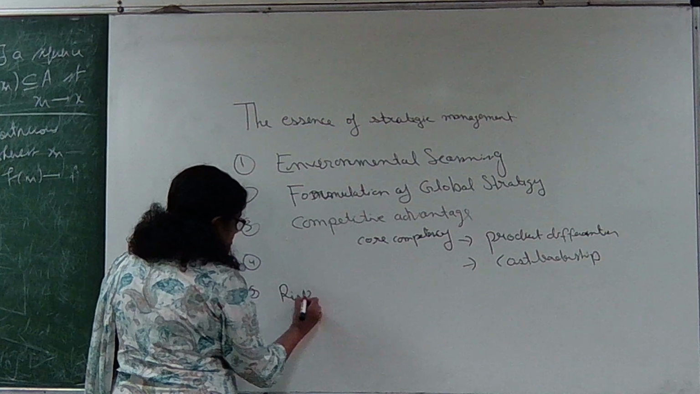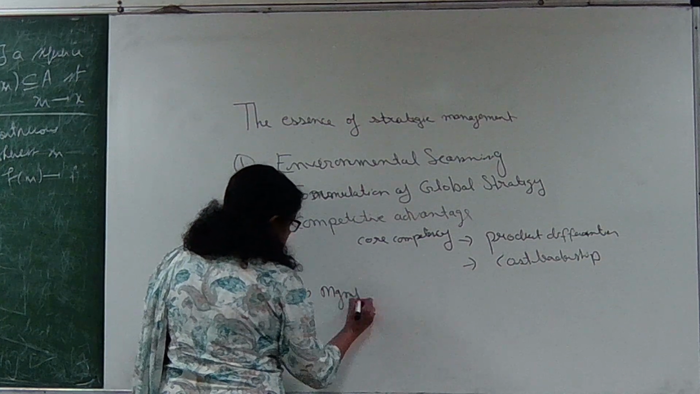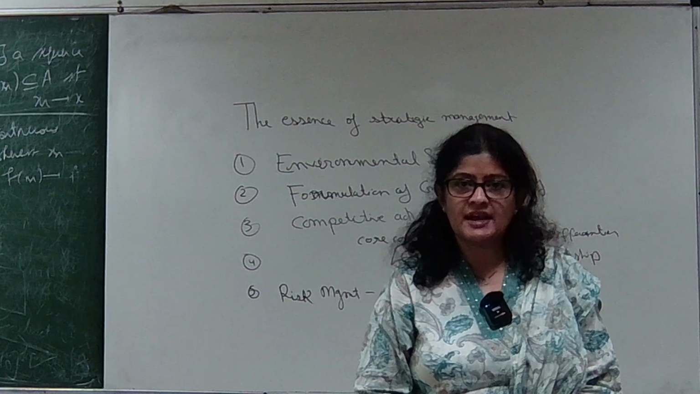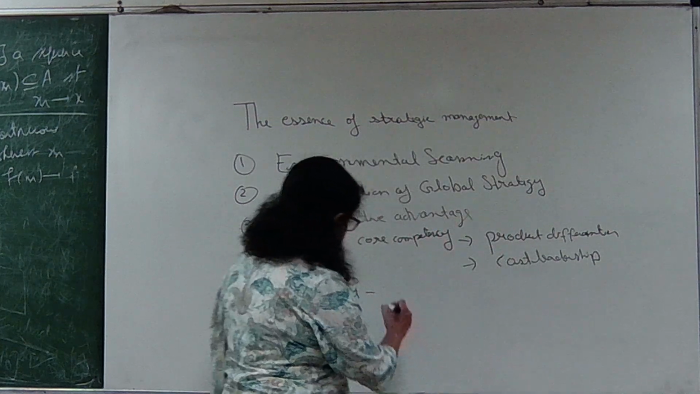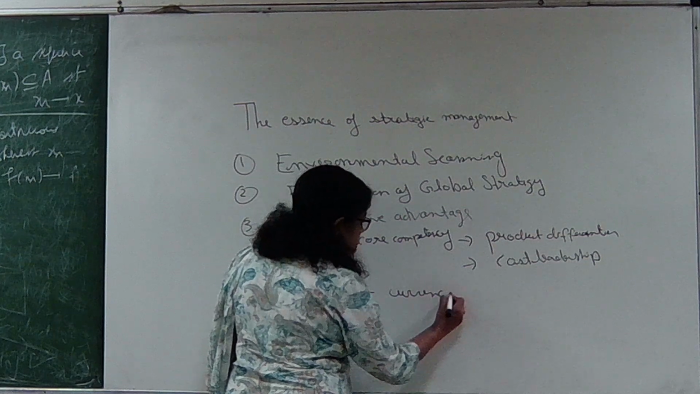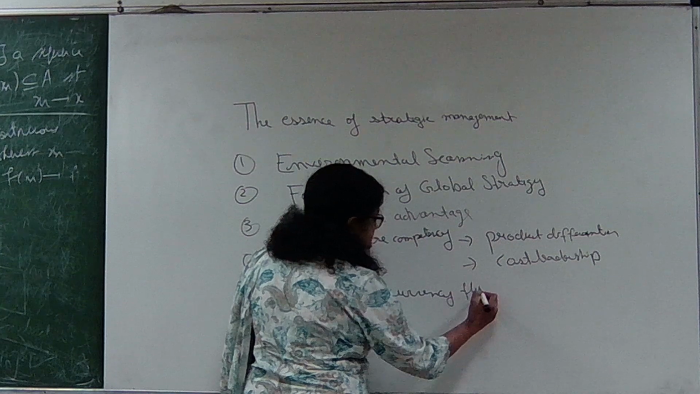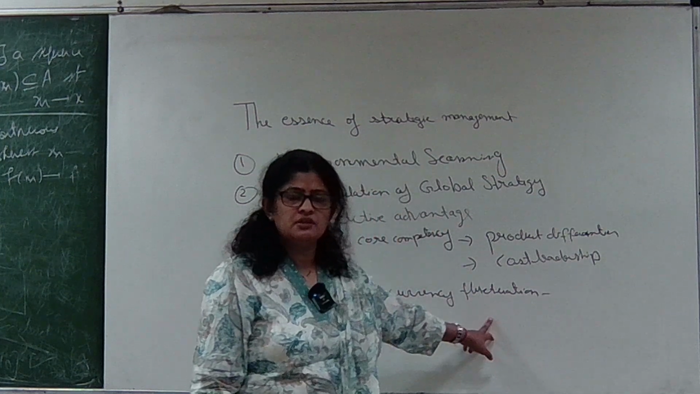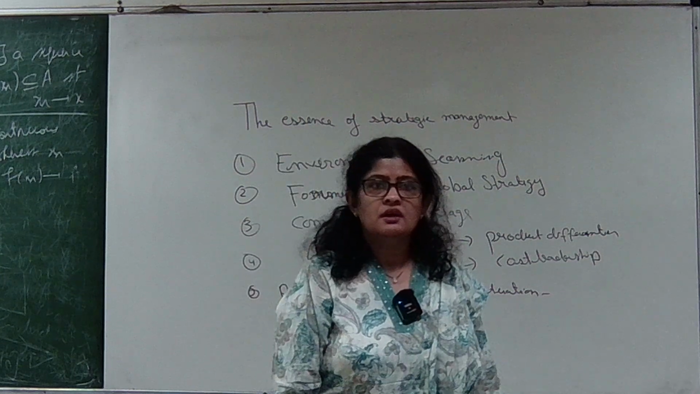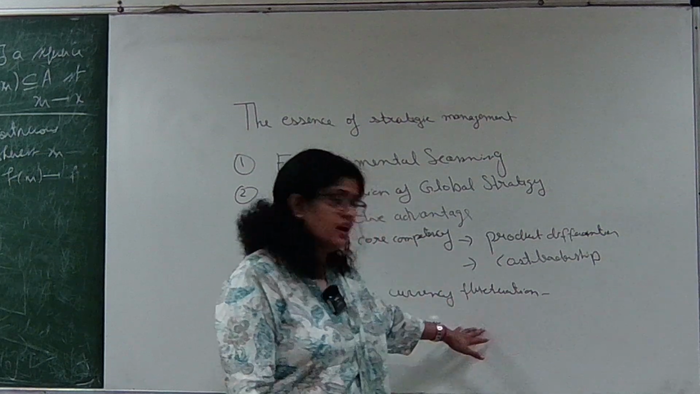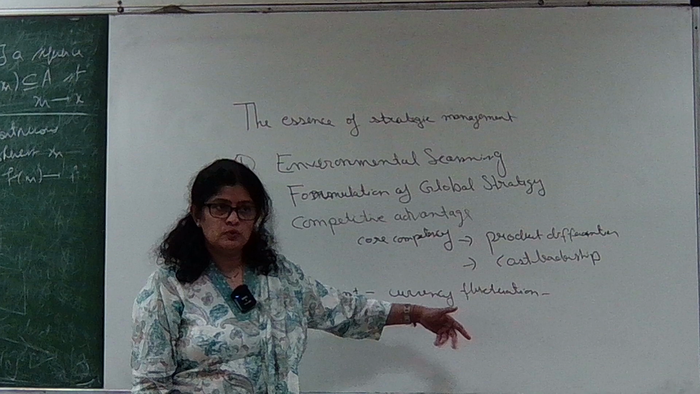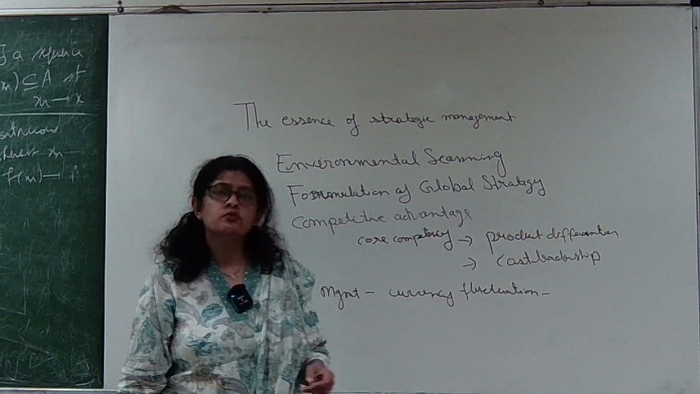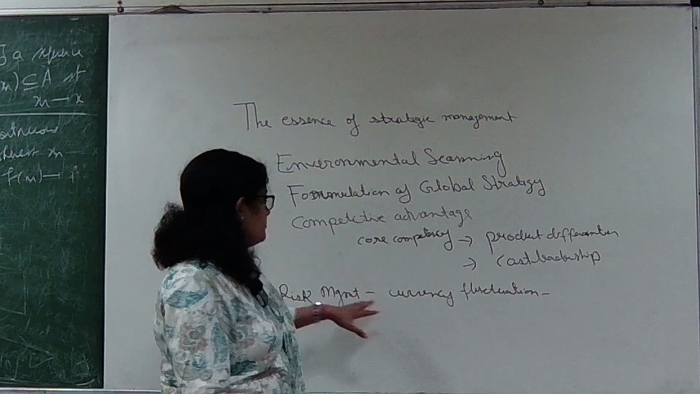Fifth point is risk management. What is the most vulnerable risk in the context of international business? It is currency fluctuation. Currency fluctuation is one of the most important risks in international business. There are many safeguards for it. There are many financial tools like derivatives which safeguard against currency fluctuations. And the most important thing is to keep on continuously scanning the environment, from the legal point and from the political stability point, which will help in mitigating the currency fluctuations.